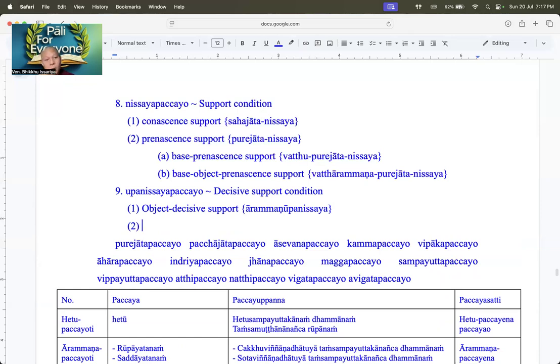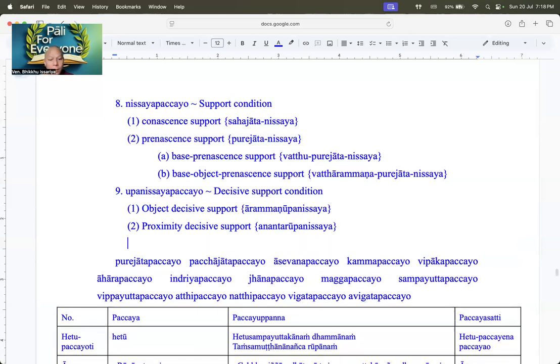And the second one is proximity decisive support, Anantarūpanissaya. And that one is natural decisive support, Pakatūpanissaya. Okay. And now number 10.